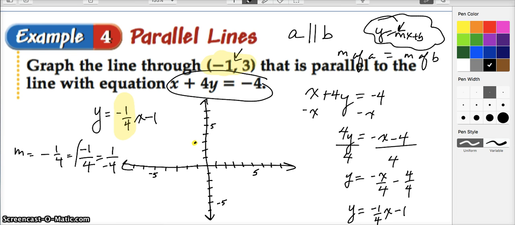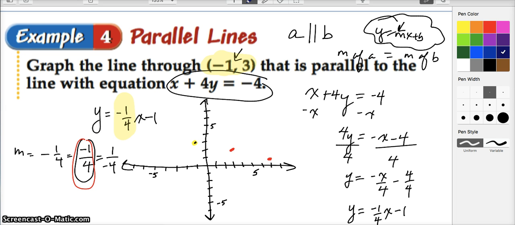If I look at this slope right here, which I have circled in red, it tells me my rise is negative 1, so that's a drop, and my run is positive 4. I'm moving positive to the right. So drop 1, go over to the right 4. 1, 2, 3, 4, and that's my first point. If I use this slope, I can do it again. Down 1, go over 4. 1, 2, 3, 4, and I'm right here.